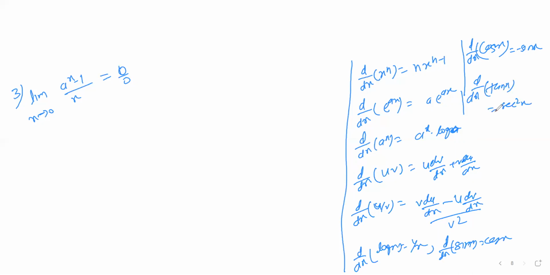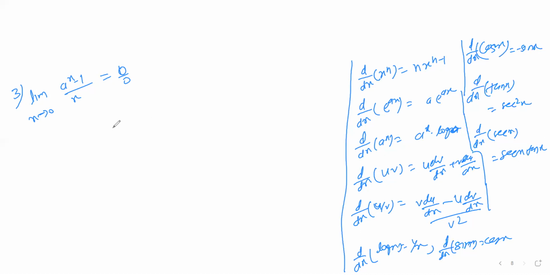And d by dx of tan x is given as secant square x, and d by dx of secant x is given as secant x into tan x. So these are the important differentiation formulas to differentiate any function.